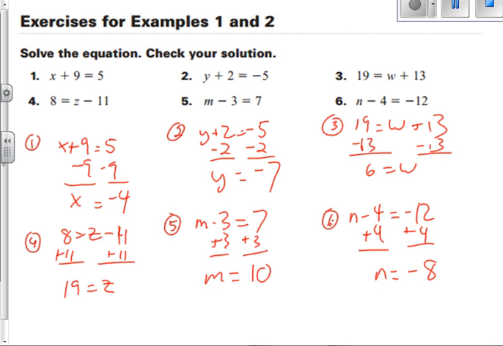Let's look at number 1. x plus 9 is equal to 5. You subtract 9 from both sides. The reason being is I need to pull this 9 over here.